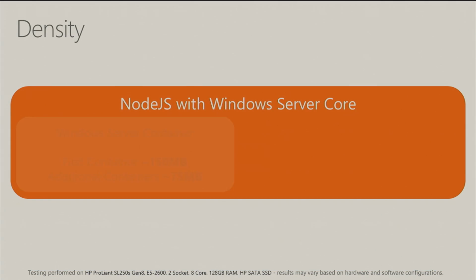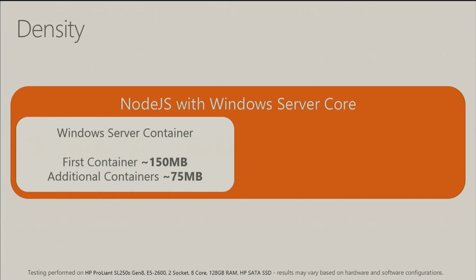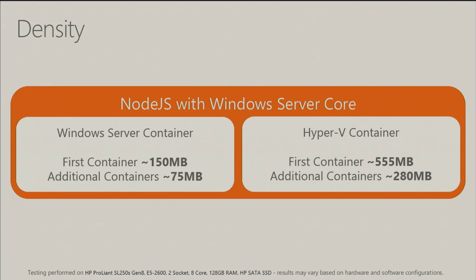Let's talk about density. Same test, Windows Server container, 150 meg for the first one, and then each additional one's only 75. Why? Because we're sharing all of that memory. We're sharing all of those common processes again. For a Hyper-V container, the first one, it's a little bigger. It's about 500 meg, because we've got to start up that virtualized environment. But then each additional one's only 280 meg, because again, we're sharing a lot of that common memory across the containers.